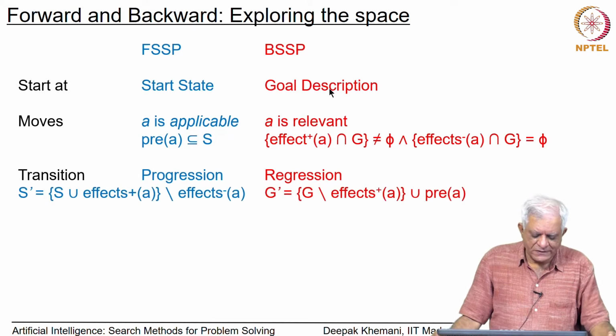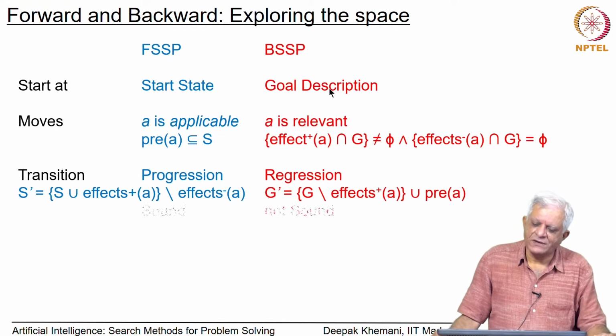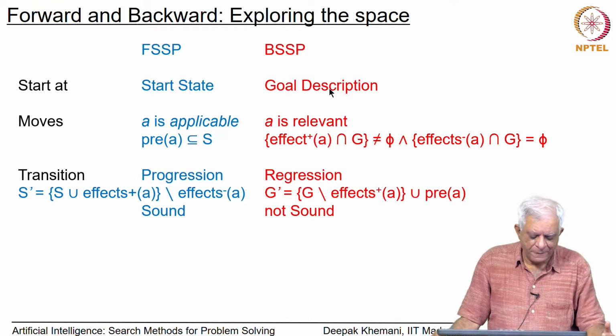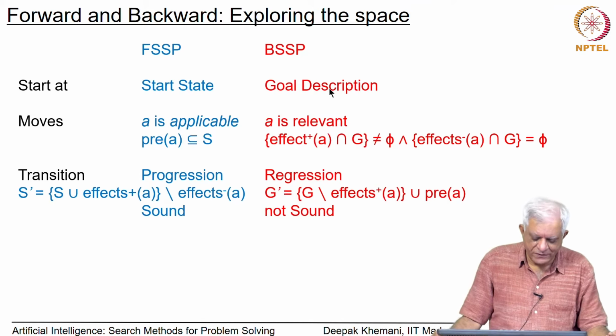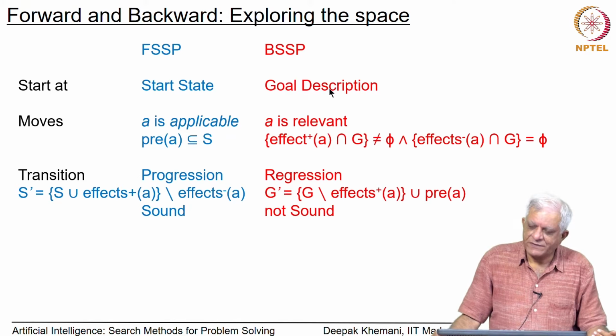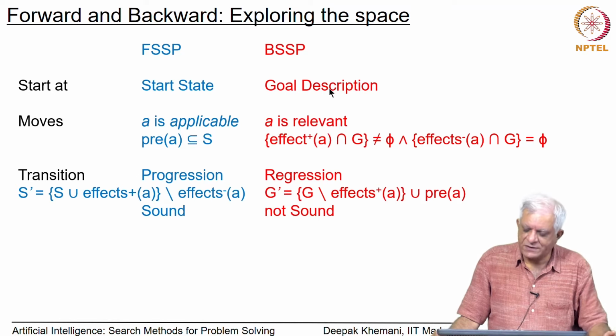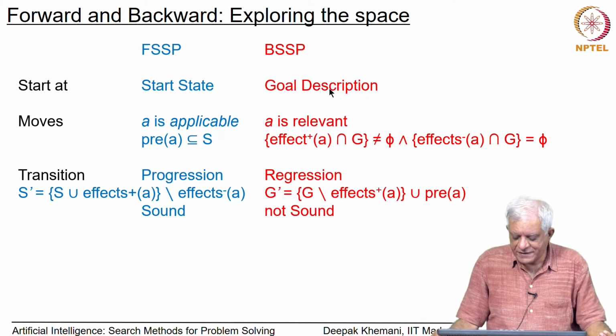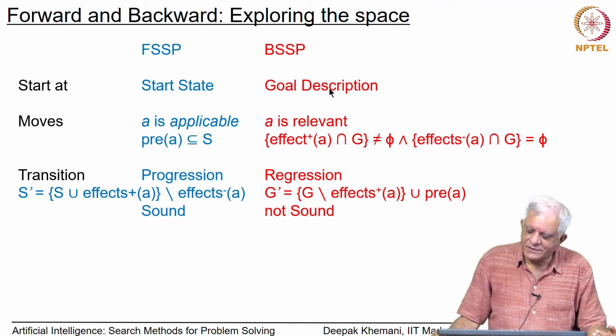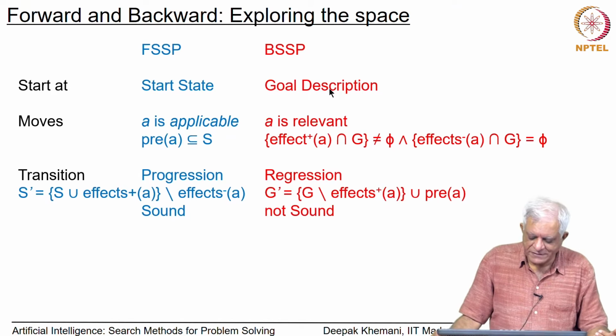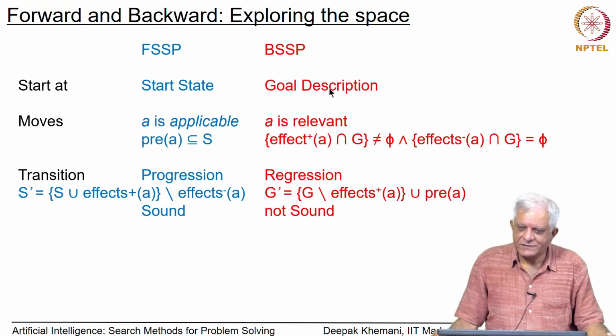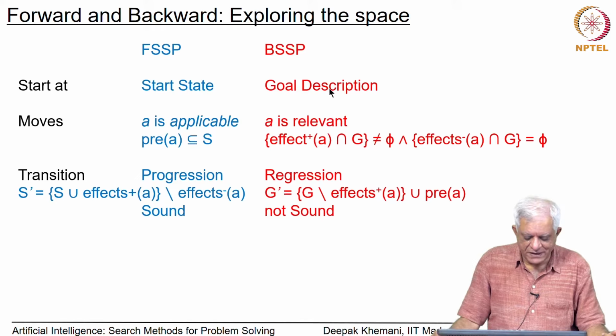If you move forward, then we call that move progression. So, you are in a given state and you apply an action A, and then you go to a new state S prime that can be computed by adding the positive effects of A and deleting the negative effects of A. In regression, which is in backward state space planning, you move from a goal to a sub goal or a new goal G prime by removing the positive effects of A, because that is anyway what the action is going to generate, and adding the preconditions of A, because that is necessary for that action to be applicable.